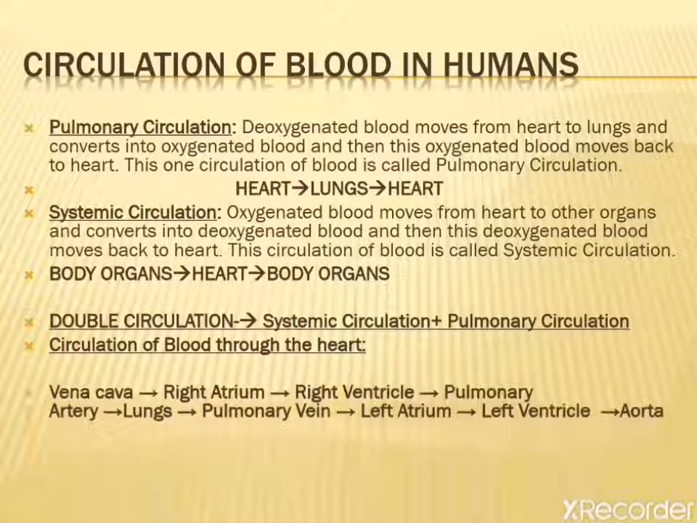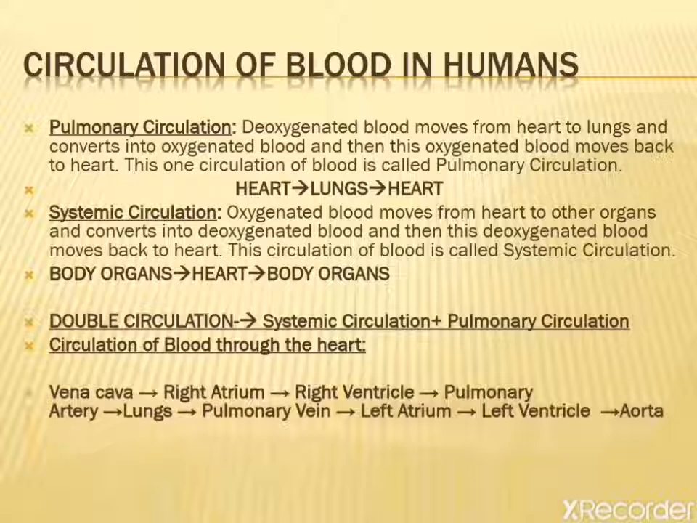To summarize it, we can say the blood from whole of the body part is collected in vena cava. This blood is passed into right atrium. From right atrium it enters right ventricle, and from right ventricle it is sent to lungs through pulmonary artery.